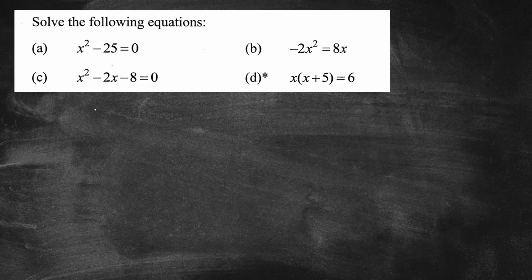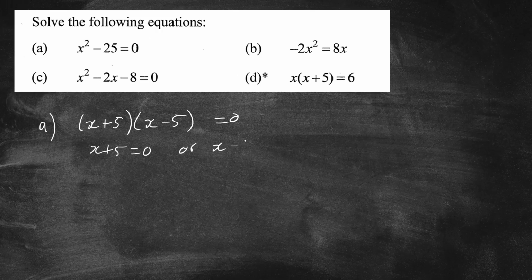Not very likely to find. Haven't seen a lot of grouping type of factorization in quadratic equations. But first one, if we look at A, no common factor, two terms, so the difference of squares. So we'll just say x plus 5 and x minus 5 equals to 0. So x plus 5 equals to 0, or x minus 5 equals to 0.